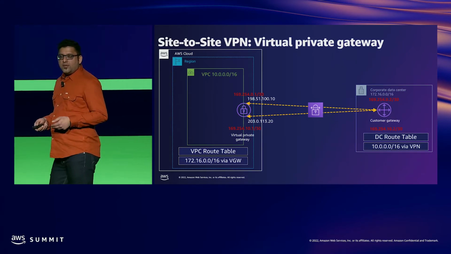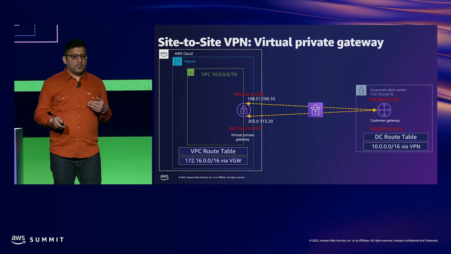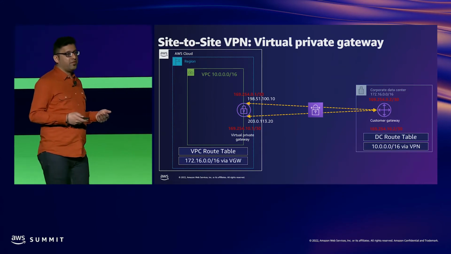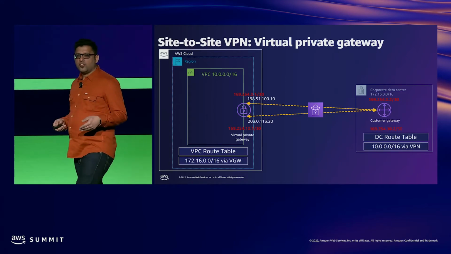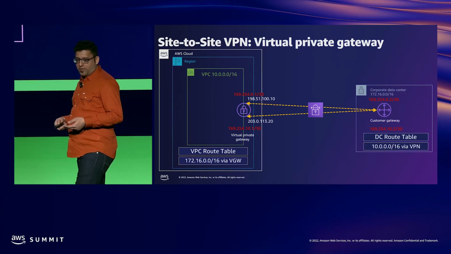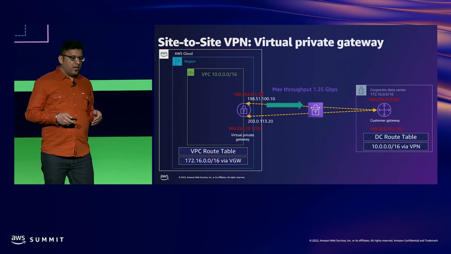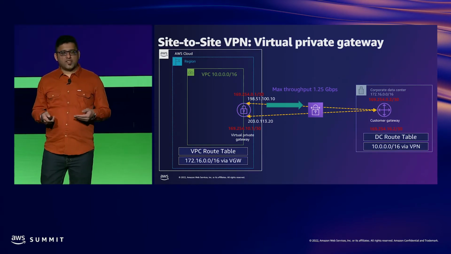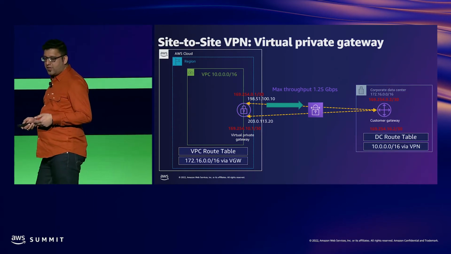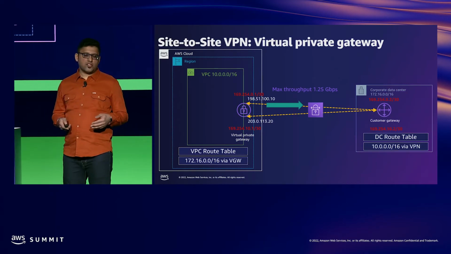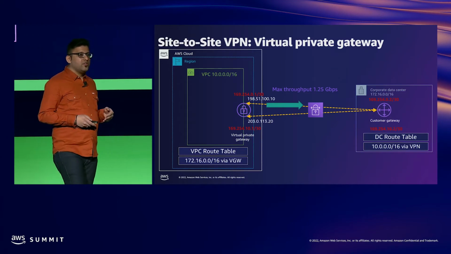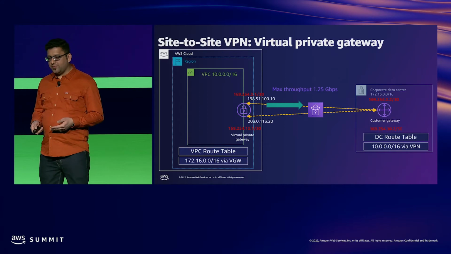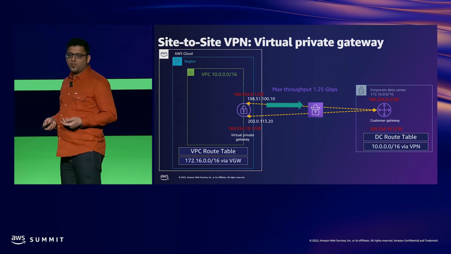Now in this option, as you can see, when you create the site-to-site VPN connection terminating on the virtual private gateway, you are charged for the connection hour for your VPN, as well as the data transfer out charge from AWS back to your on-premises environment. Now in terms of throughput, you are limited to 1.25 gigs per second, and the reason for that is because when you terminate the VPN connection on the virtual private gateway, it chooses a single tunnel to send traffic from AWS back to your corporate data center. And there is no support for ECMP here.